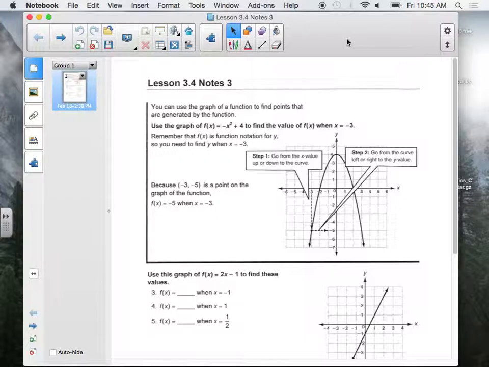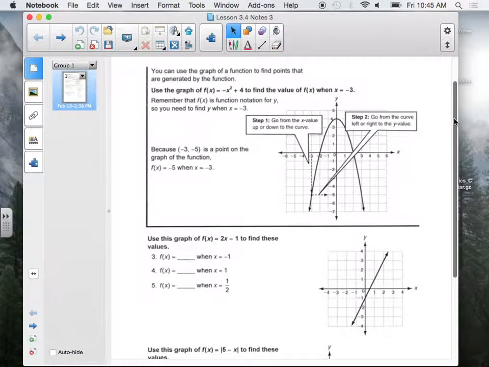So for this first one, just read along with the directions. You can use a graphical function to find points that are generated by the function. And that essentially means that if you go along the x-axis and pick any value, like say 1, 2, -1, -2, if you look along the graph of the function that you're given, you can essentially figure out what points are there. So just for example, this first one, f of x equals -x² plus 4.